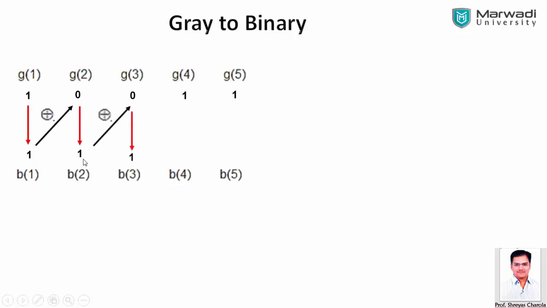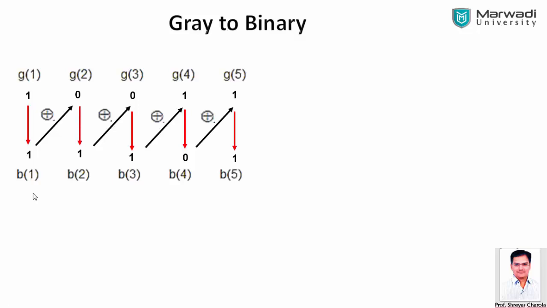Again the same, I will do the XORing of 1 and G3, I will get output as a 1. Again 1 XOR 1, output is 0. 0 XOR 1, output is 1, such that we will get B1, B2, B3, B4 and B5.